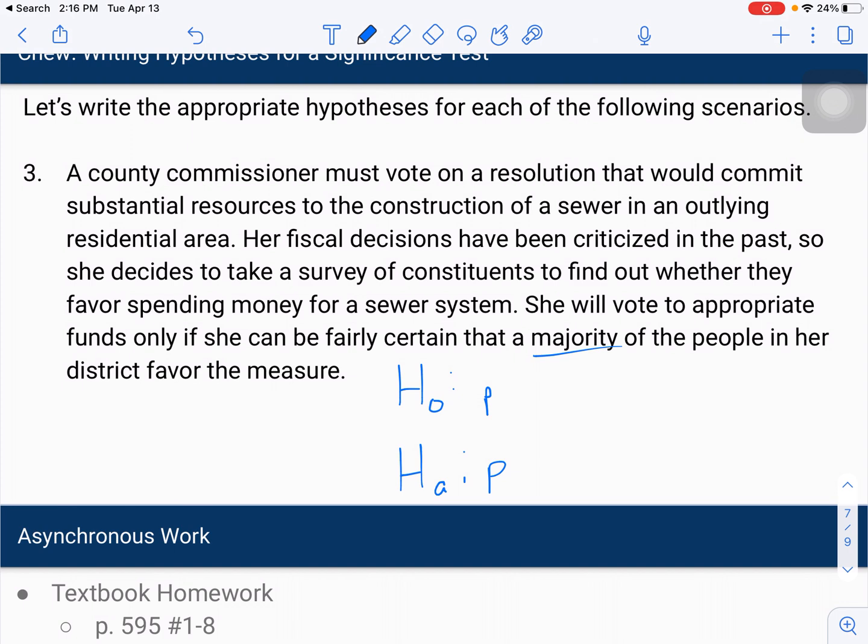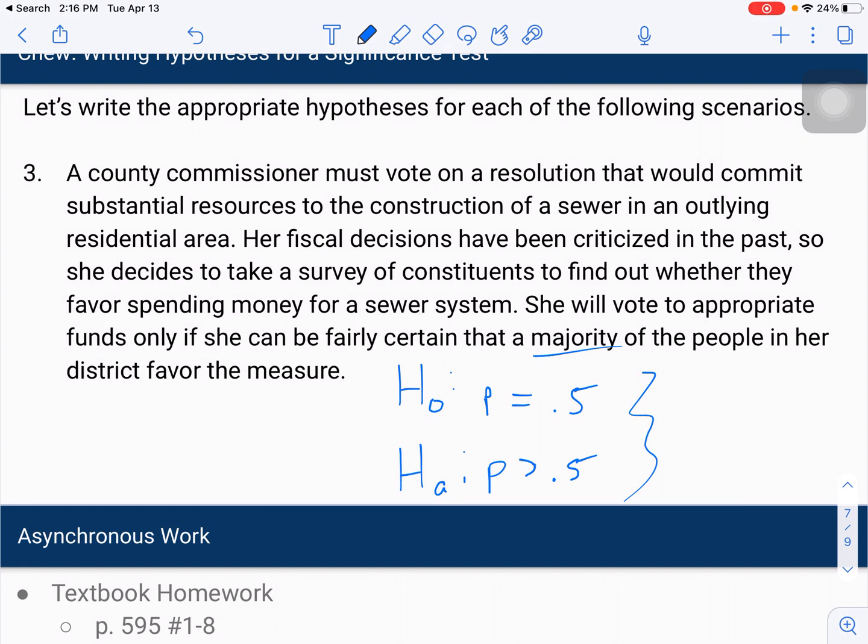So for my alternative, I'll actually do this one first. I want this proportion to be greater than 0.5. So I'm trying to show that that alternative is true. So then in order for this to work out, I have to set my null hypothesis to be equal to 0.5. So I'm going to assume that it's just a 50-50 split, but I'm then going to try to gather evidence that actually more people favor the measure than they don't. So that is the third set of hypotheses.